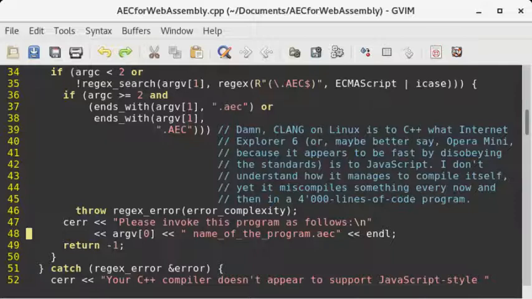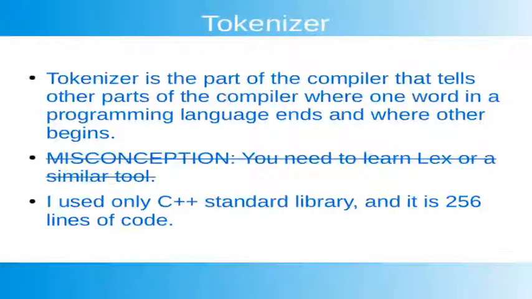Also, automated testing helped me a lot, not only to catch bugs when I was modifying my Tokenizer or Parser code, but also to make sure my compiler code was indeed compatible with different C++ runtime environments.